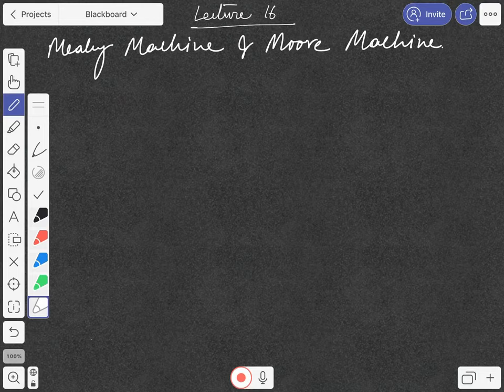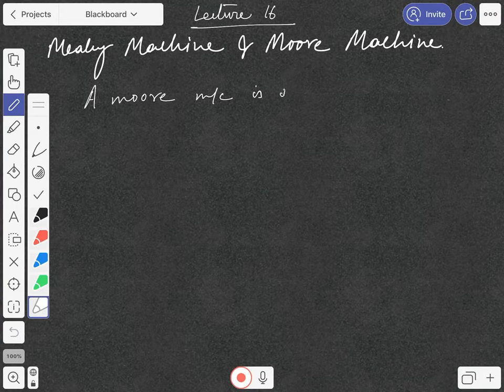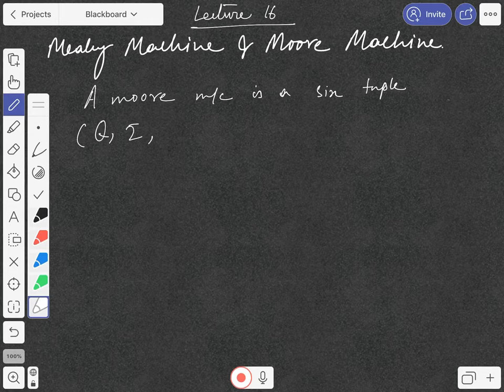And if you go for the formal definition of a Moore machine, we can write that a Moore machine is a six tuple. What are the six tuple? Q, sigma, delta, Q0, and F, and another is that big delta.